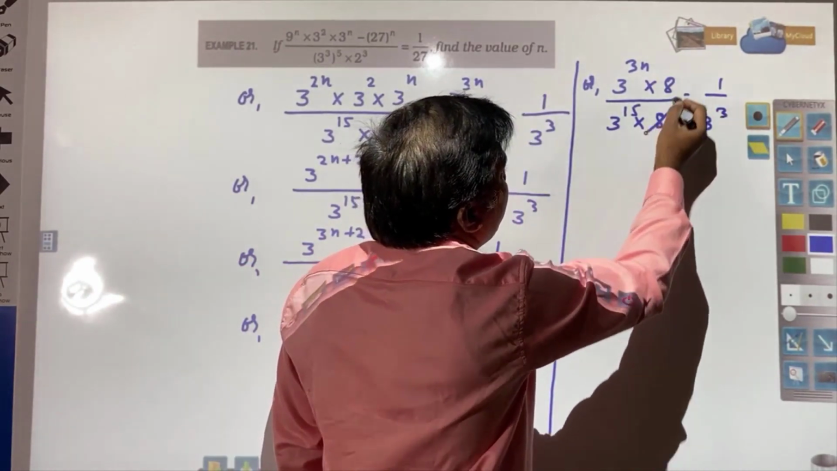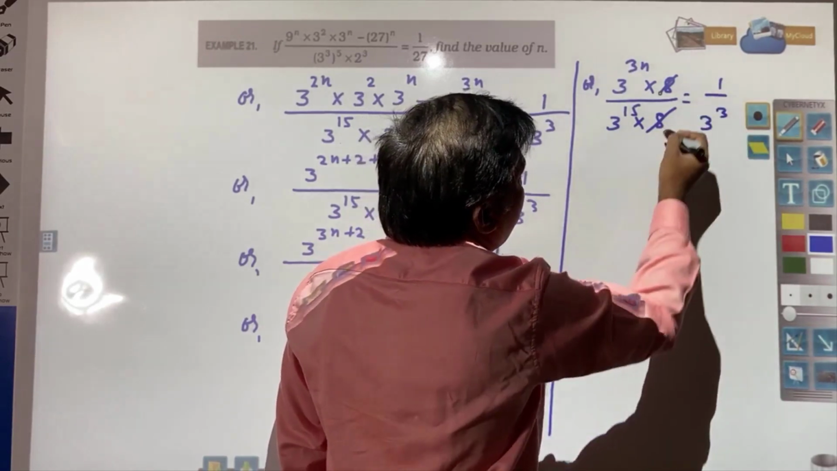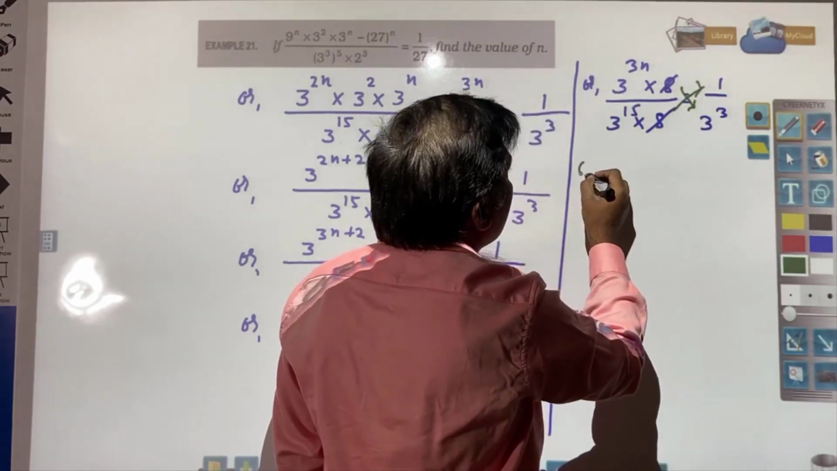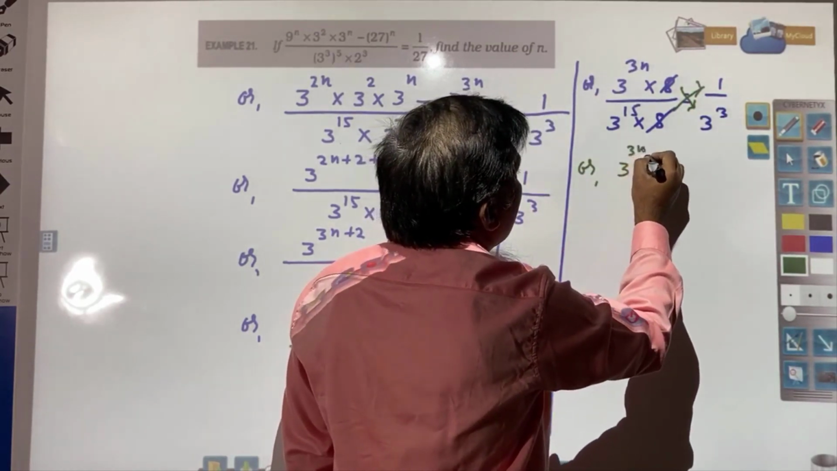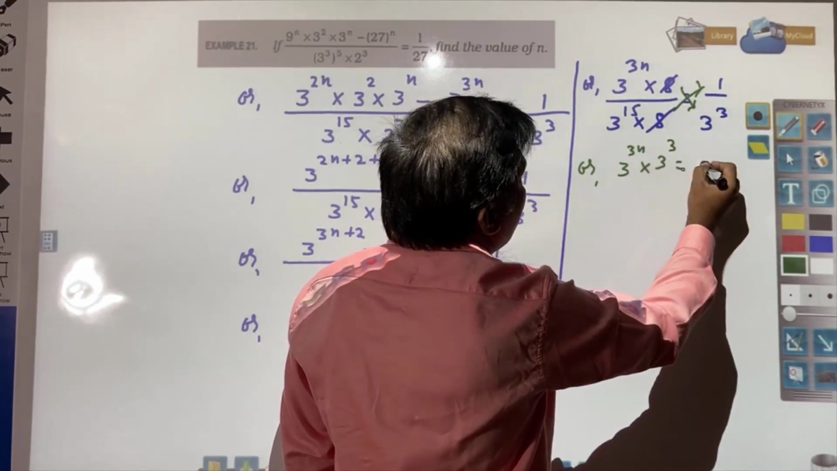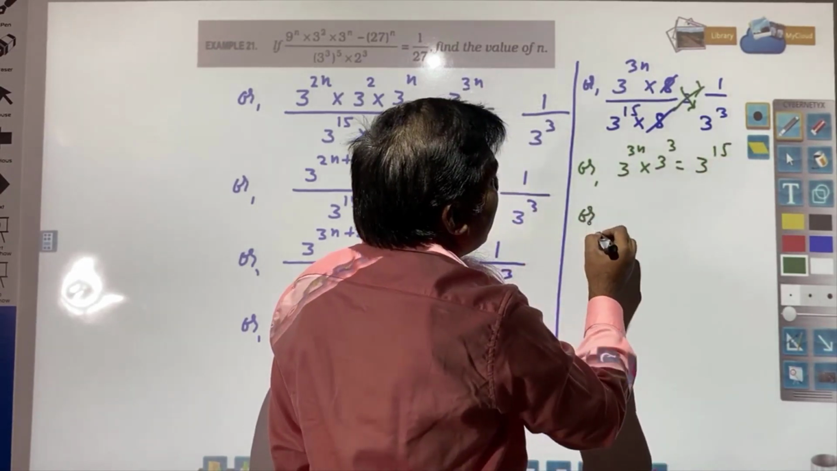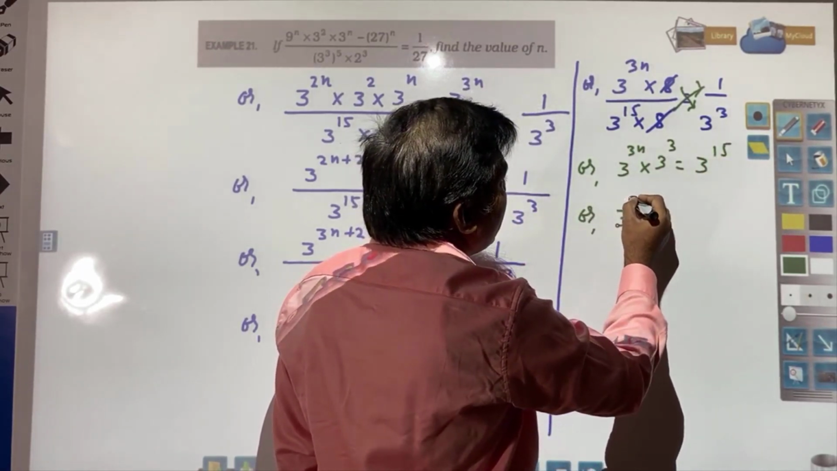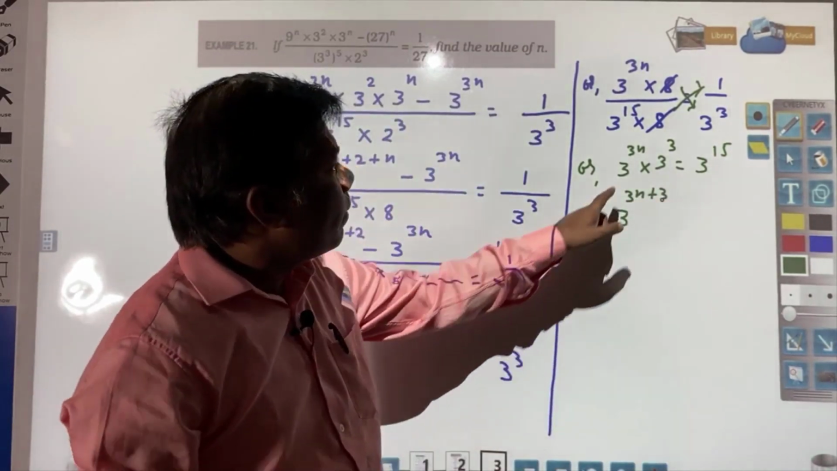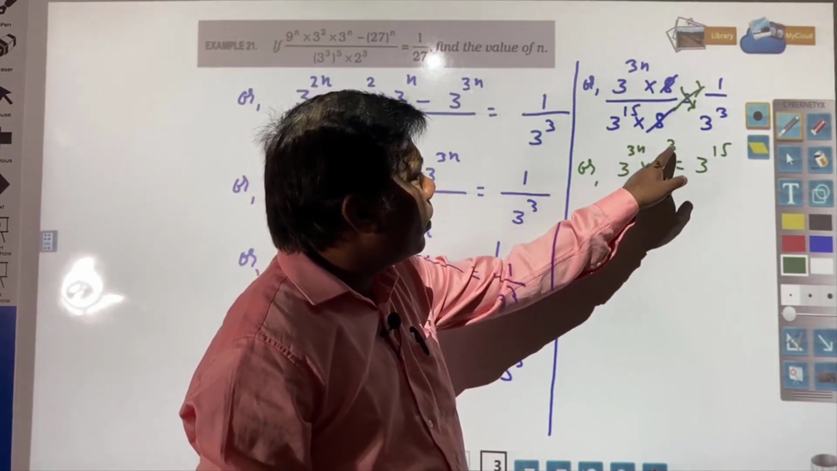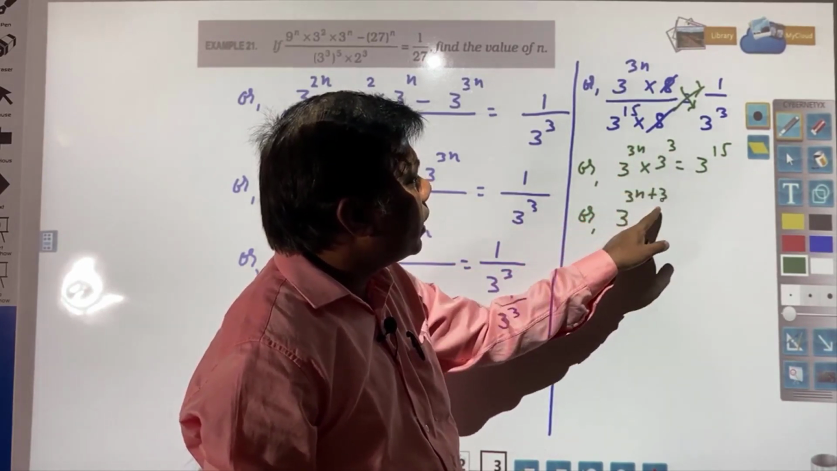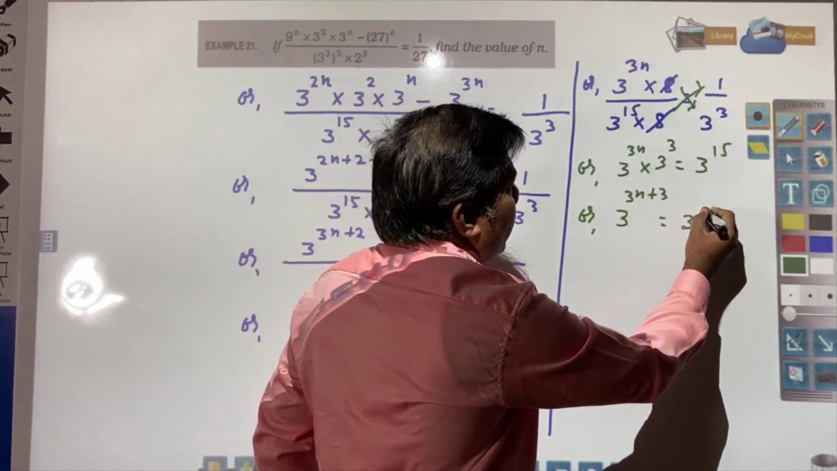Now you see, this will be cancelled, and you do cross multiplication. Here, if we are doing cross multiplication, what we will get? 3 to the power 3n into 3 to the power 3 is equal to 3 to the power 15, or this will be 3 to the power 3n plus 3. Here you see, 3 to the power 3n and 3 to the power 3 base is equal. So a to the power m into a to the power n is equal to a to the power m plus n, and that will be equal to 3 to the power 15.